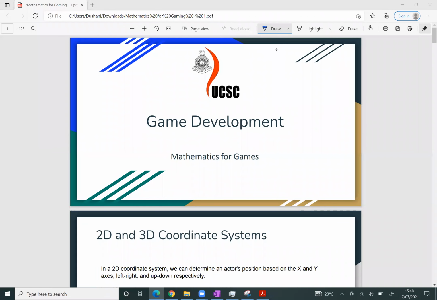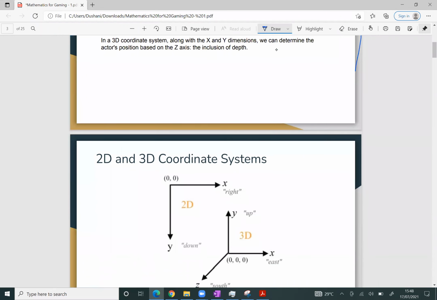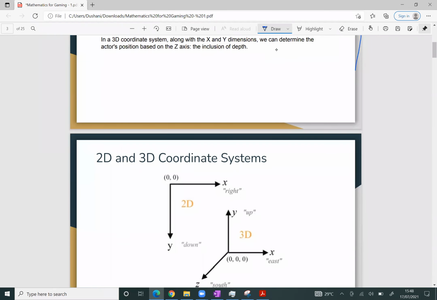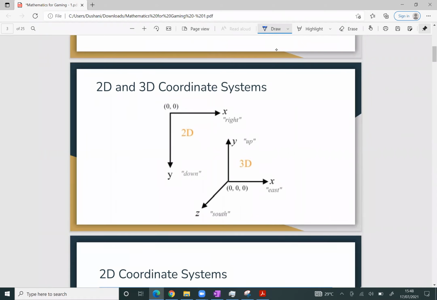Hello everyone. In this video, we'll be looking at mathematics for gaming. Let's first look at 2D and 3D coordinate systems. So in a 2D coordinate system, we can determine an actor's position based on the X and Y axis, left or right, and up or down.